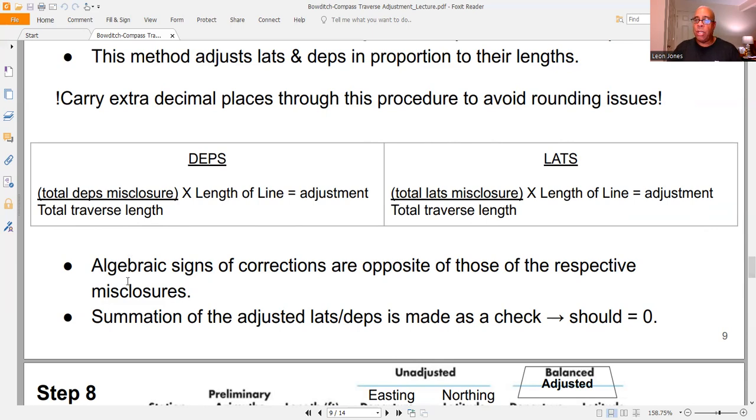Now, let's get into something before we actually look at the problem. The algebraic signs of corrections are opposite of those of the respective misclosures. So let me explain that to you. If I added up all my latitudes and departures and they were positive, well, the error, I'm going to subtract. It's going to be negative. I'm going to be subtracting the error. Now, if I had all negative for my latitudes and departures, then I'm going to be adding. So you take the opposite signs. I'm going to show you how that works in one moment here.